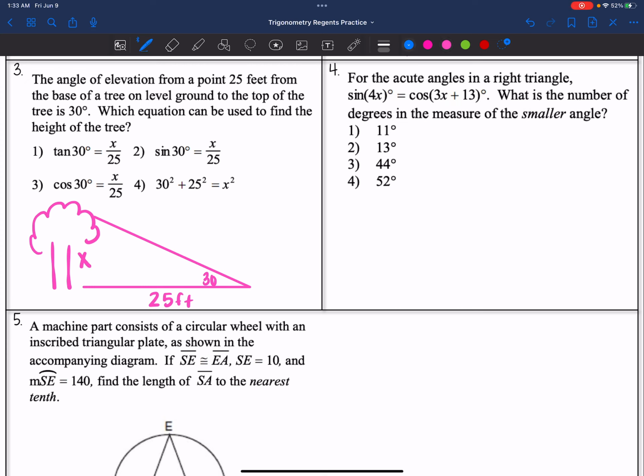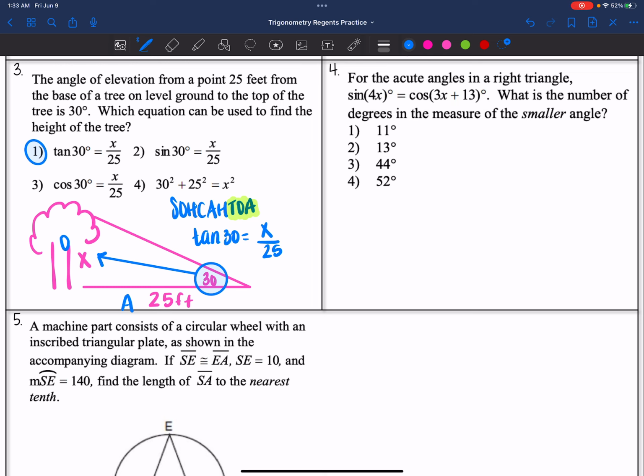Well, if I'm taking a look at the diagram that I drew, I'm going to figure out where I'm standing. And I'm going to label. So this is opposite. And this is adjacent. I know nothing about my hypotenuse. So if I'm using SOHCAHTOA, I want to figure out which function uses opposite and adjacent. That's going to be my tangent. So tangent of what? Tangent of my angle, which is 30, is equal to opposite, which is x, over adjacent, which is 25. So that's option number 1.